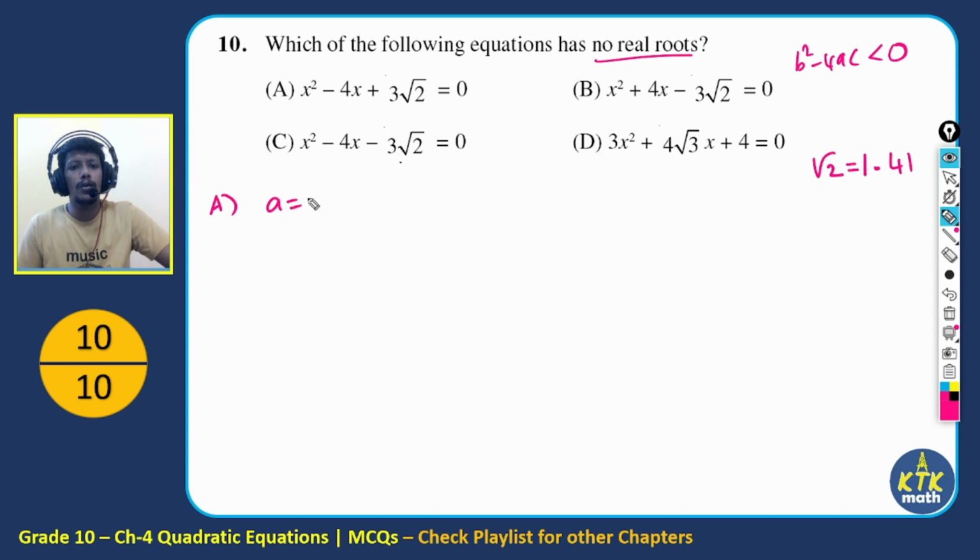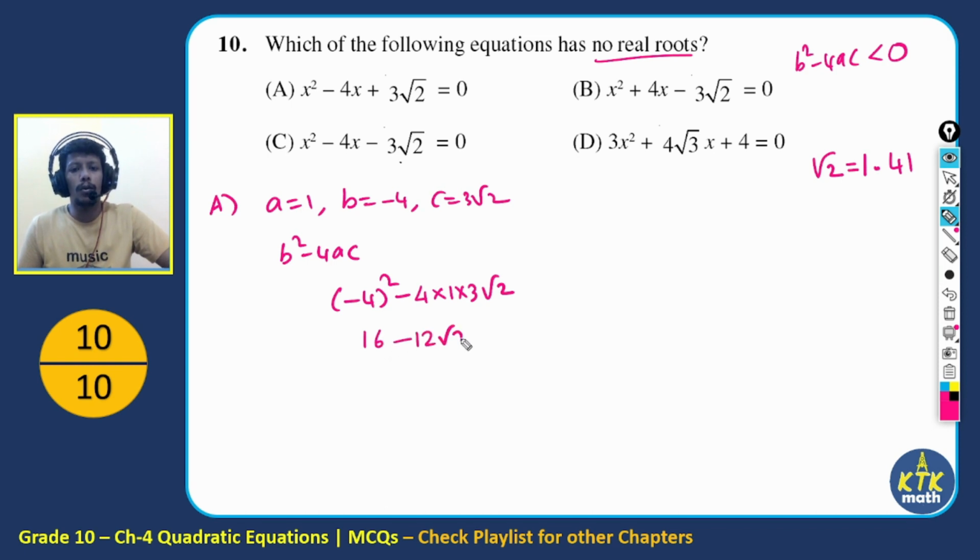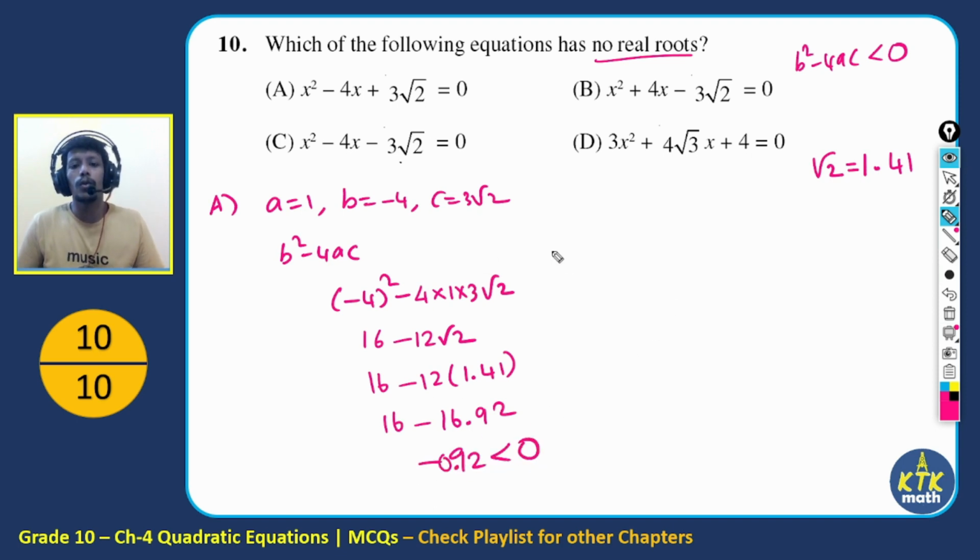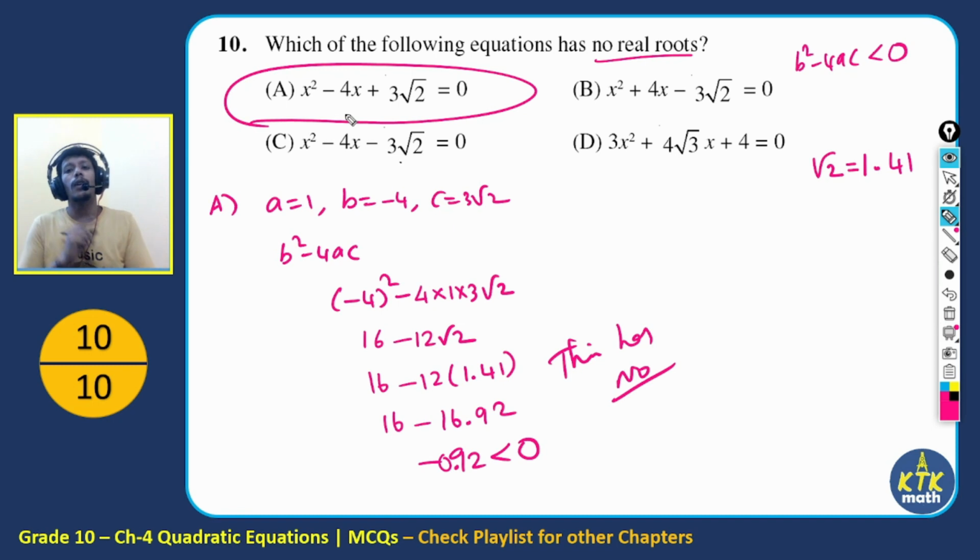See, x square, a value is 1, b value is negative 4, c value is 3 root 2. So b square minus 4ac: negative 4 square minus 4 times 1 times 3 root 2. So you may think 16 minus 12 root 2, but don't think it will be a positive answer, because when I multiply 12 into 1.41, this gives you something like 16.92. When I subtract, you get negative 0.92, which is less than 0. So this itself has no real roots. Option A is the correct answer for this question.